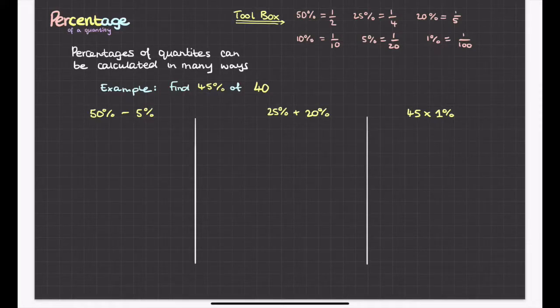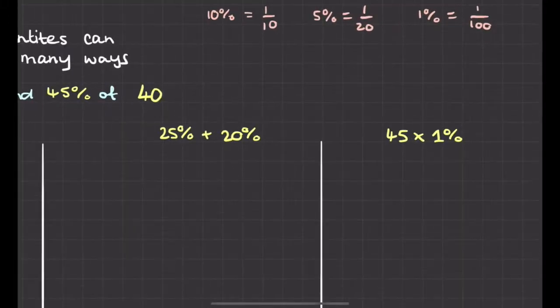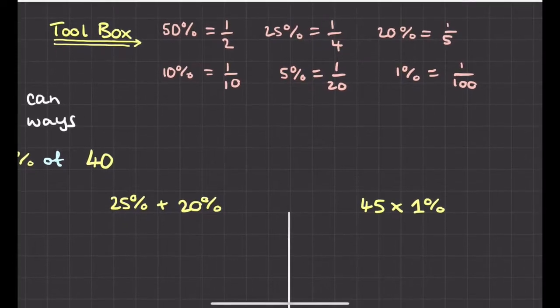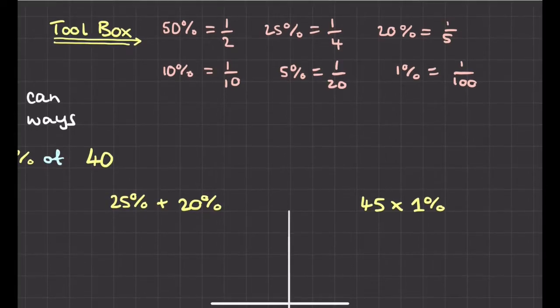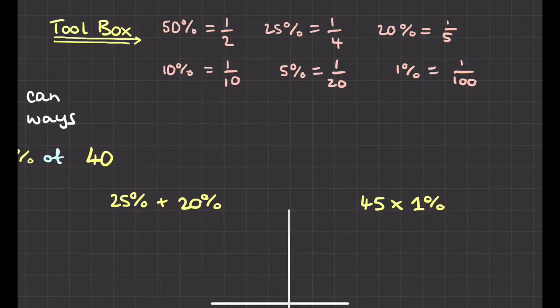Percentages of quantities can be calculated in lots of different ways. And for this video, I'm going to use this little toolbox here. I've got 50%, 25%, 20%, 10%, 5%, 1%. I've written them all as fractions, okay? And if you are not sure where those fractions have come from, then go back to my last video and have a little look at that.